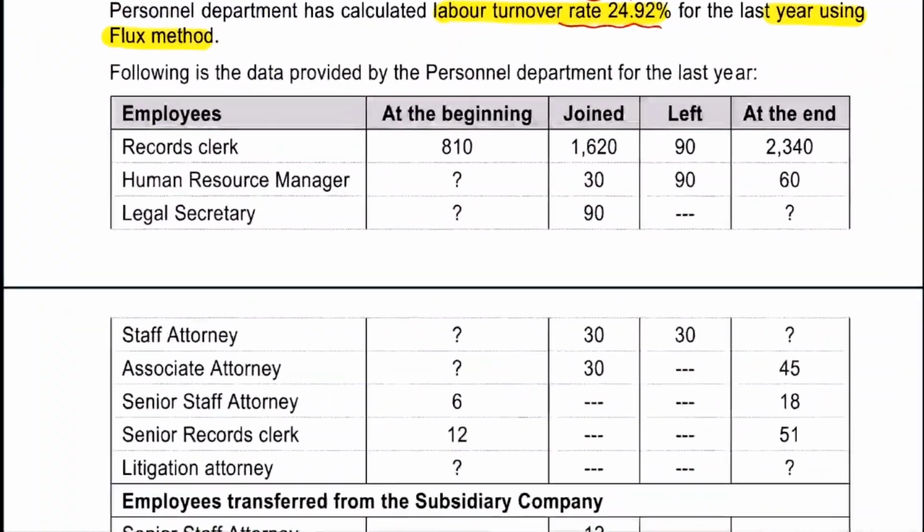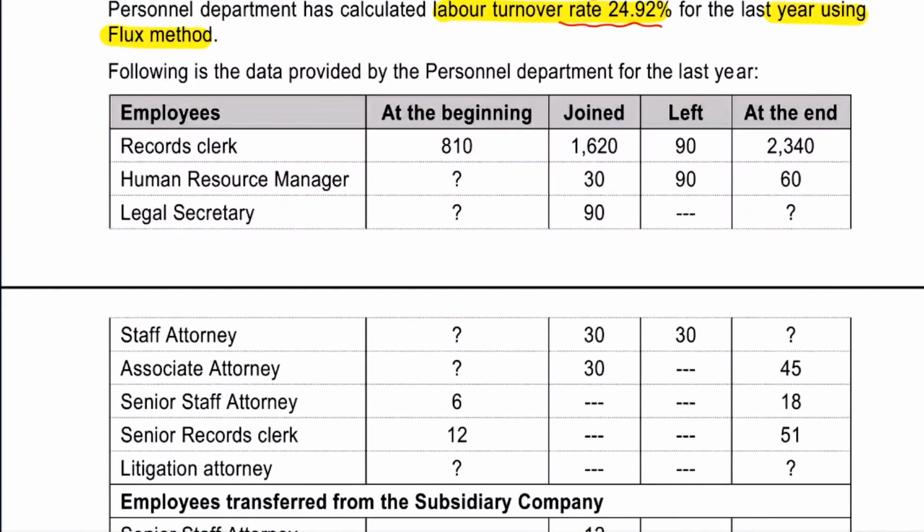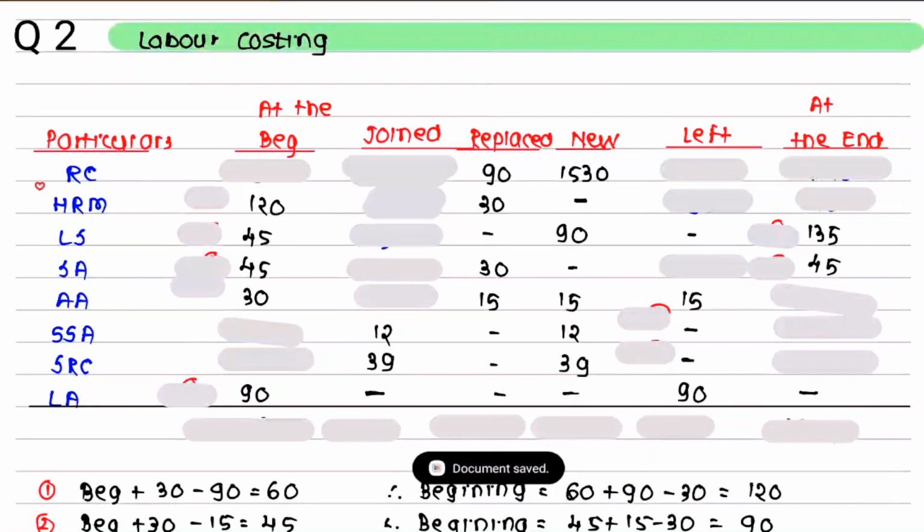Okay, let's read the data. Now this question has many missing figures. Okay, so let's pay attention. Number of employees are given. Record clerks, HR, human resource manager, legal secretary, staff attorney, associate, senior. I don't care the designation, whatever is the designation. First of all, 1, 2, 3, 4, 5, 6, 7, 8. So 8 types of designations are given in the question, right? So 8 all designations are copied as it is. I just gave the numbers and I copied them.